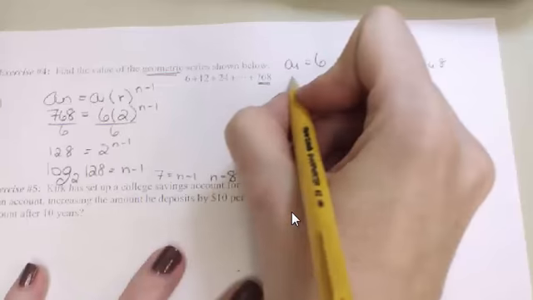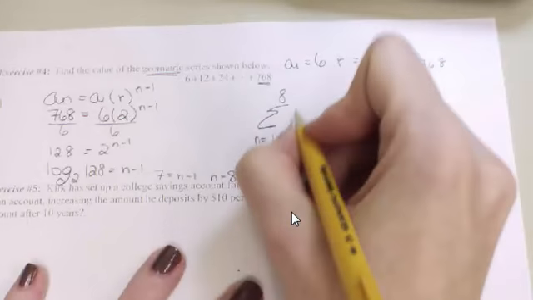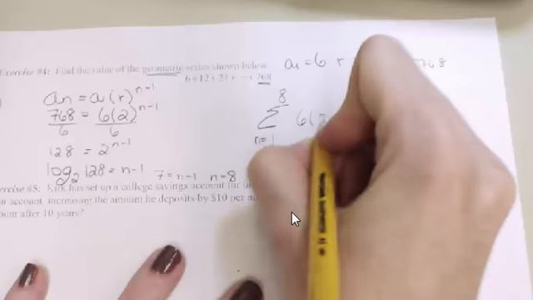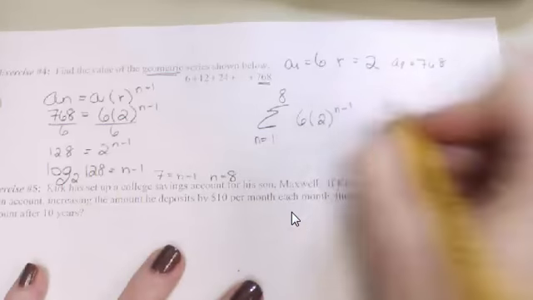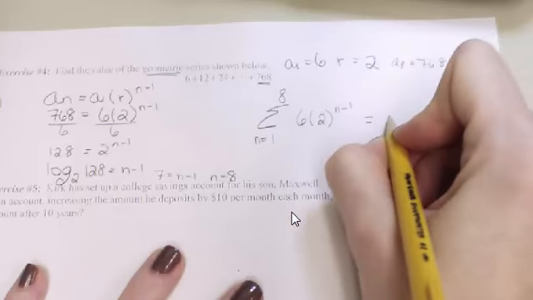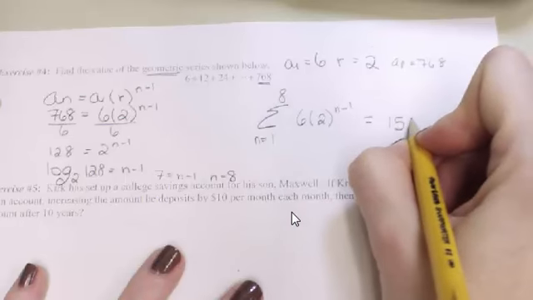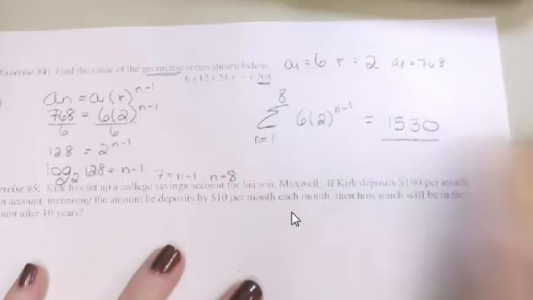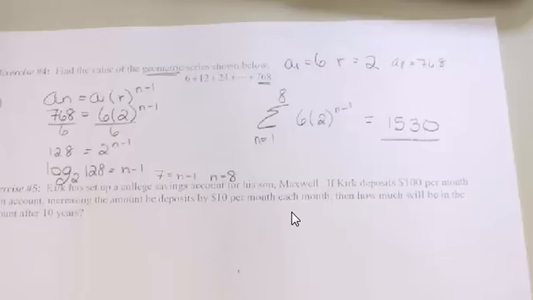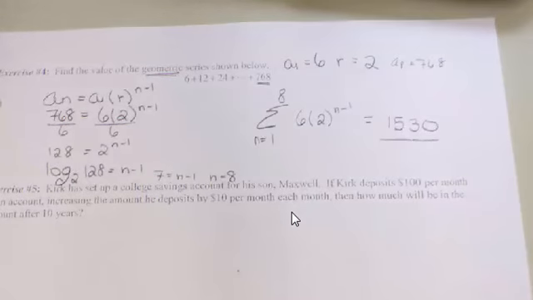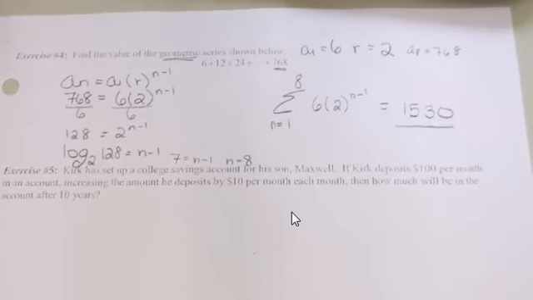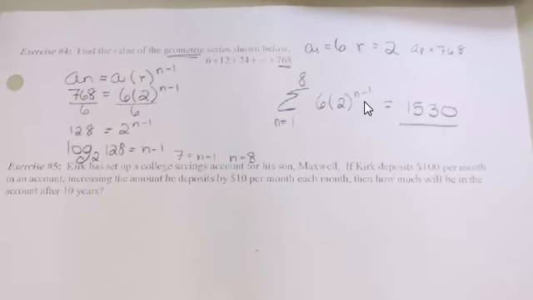We're going up to the 8th term, and I'll have 6 times 2 to the n minus 1. Type that right in, and I will get 1,530. Okay, always great to have specific, just arithmetic and geometric. More likely, we're going to have a situation, hopefully in the real world.